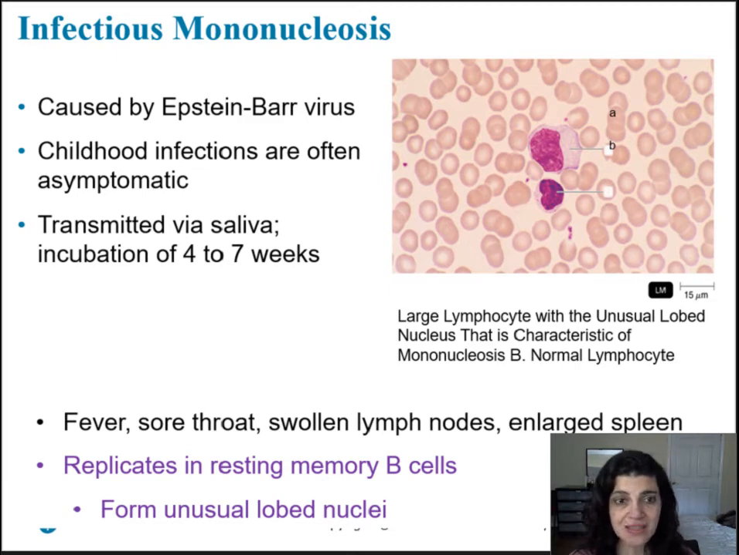Okay, so kissing is one of the main ways that teenagers and adults get it, because it is very common in teens, right? You like to kiss.